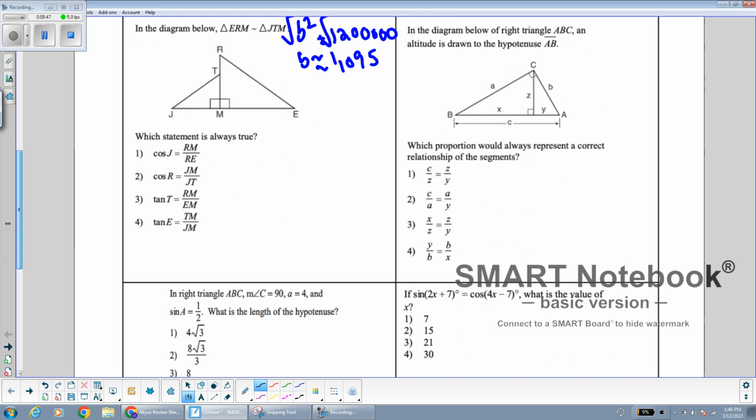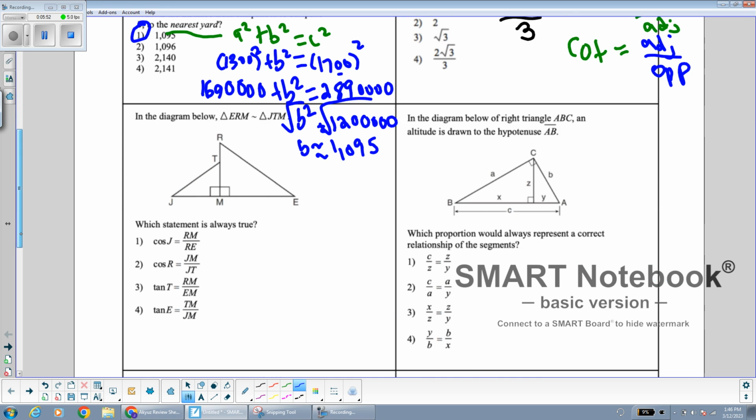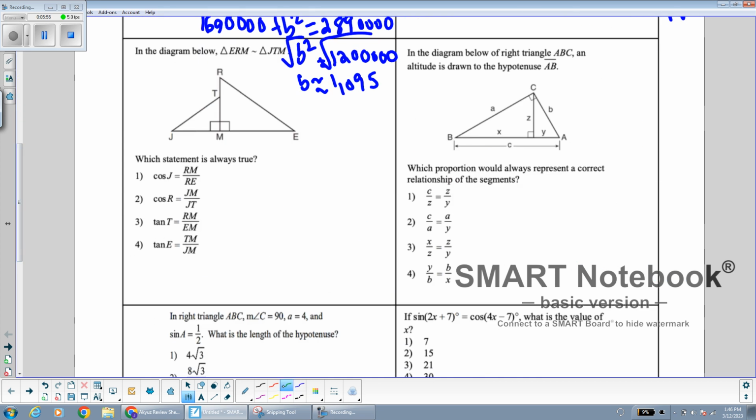Okay. We know that the two triangles are similar. So remember, similar triangles have proportional corresponding sides. Let's take a look. Cosine is adjacent over hypotenuse, right? If you don't remember, just write down SOHCAHTOA, adjacent over hypotenuse. So from angle J, adjacent would be JM, and hypotenuse would be JT.